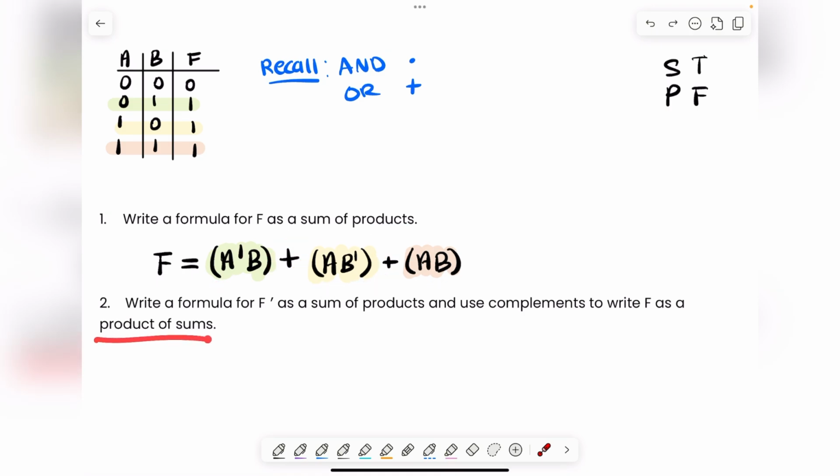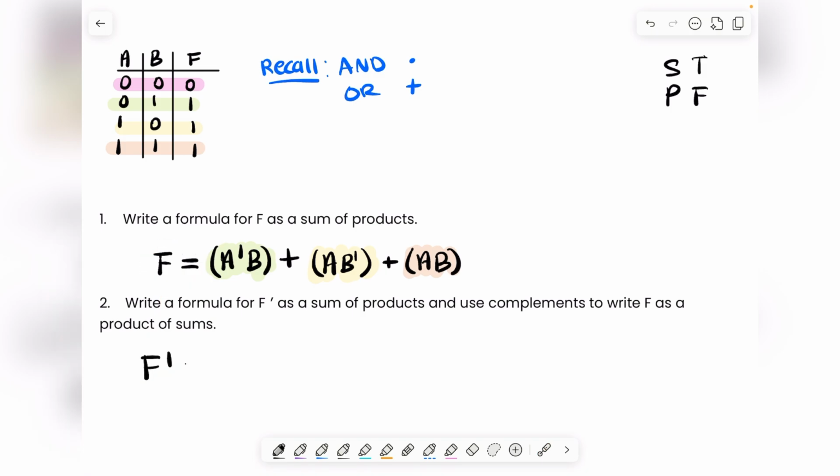Now we're told to express the formula as a product of sums. So product of sums is you're looking for all of the cases for when our output is false. False means 0. So you're looking for when our output F is 0. That's this case right here. But note, if for the sum of products, we looked for when the output was true, and then in the second method, we're doing the opposite, then if in the first method we found F, then in the second method, we find the opposite of F, which is F prime.